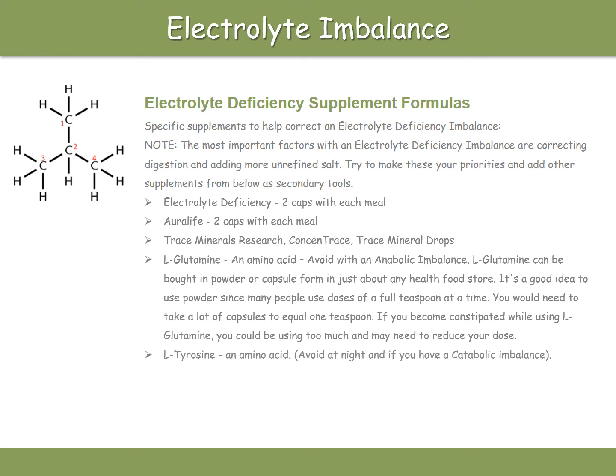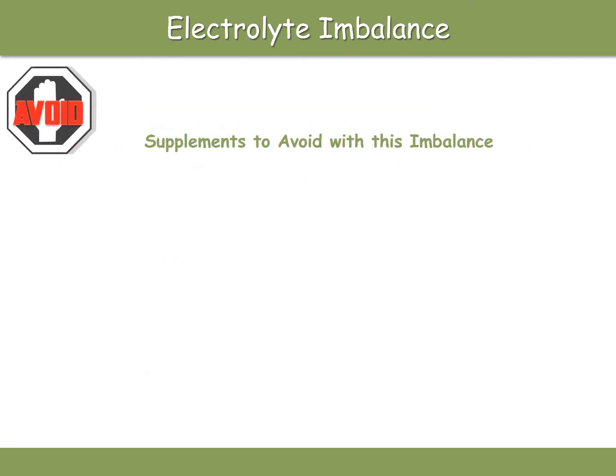L-tyrosine is an amino acid again. It can be really good for electrolyte deficiency. It can help pick up energy, help fire things up a little bit, but we don't want to take that at night, especially if we have a catabolic imbalance, because it can fire things up too much. Zinc as well can be really good for electrolyte imbalance, deficiency, and molasses. Just a couple of supplements to avoid here: L-arginine and vitamin E.